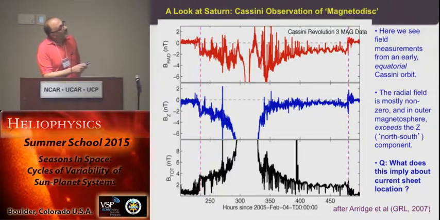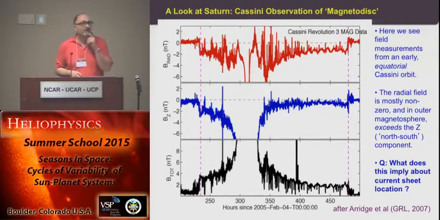Like the Galileo data, the Cassini data do show these periodic disturbances, but this is kind of weird in the case of Saturn because the internal dipole of Saturn and its rotation axis are almost exactly parallel.